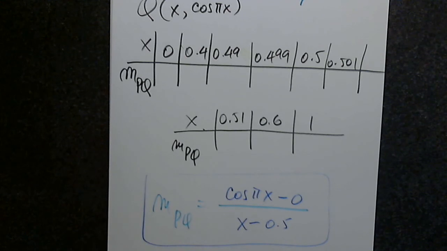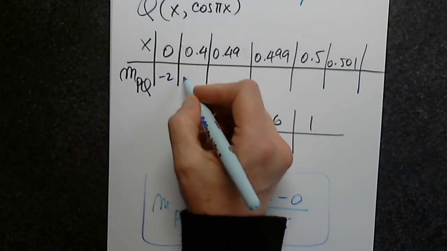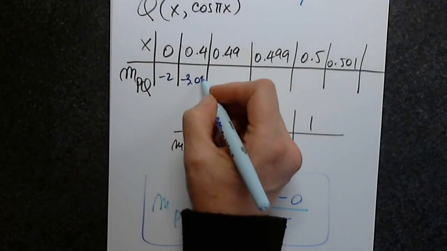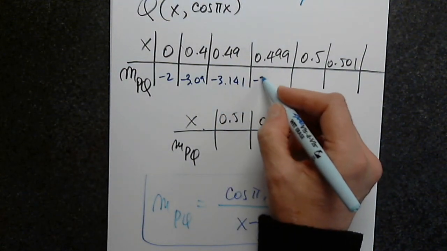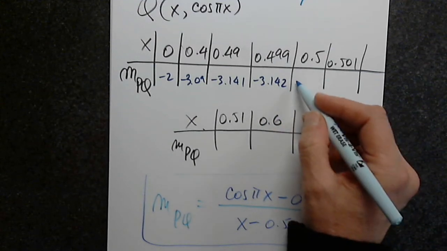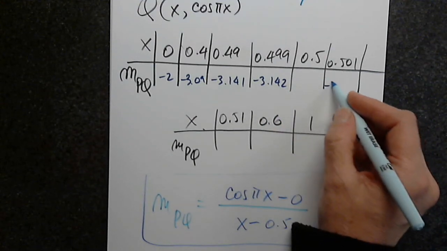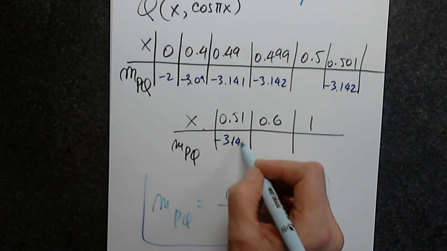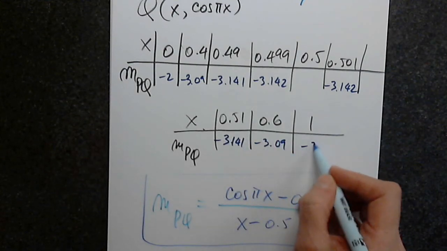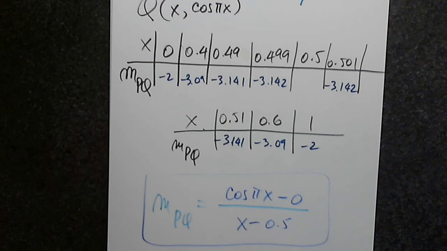So we will copy these numbers. So this is -2 and then -3.09, -3.141, -3.142, -3.142, -3.141, -3.09, and -2. Okay, I copied them.